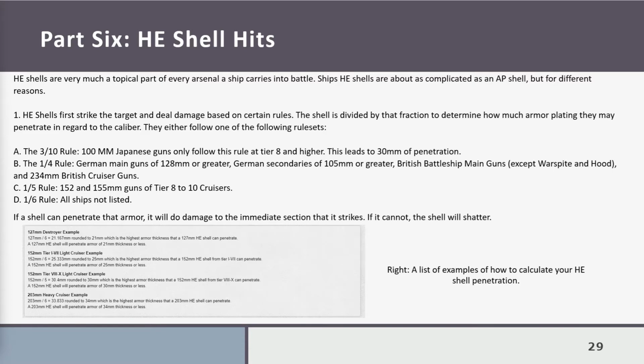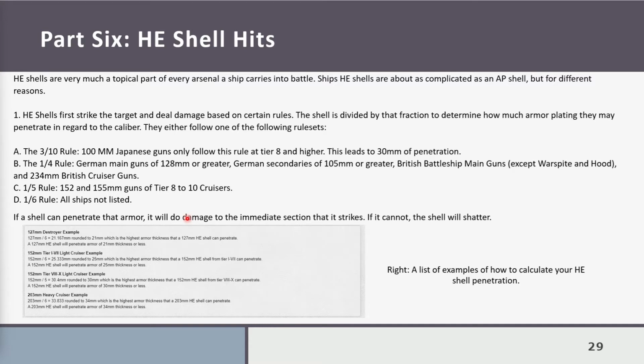So basically, you take a caliber, right? For example, the Japanese have a 100 millimeter caliber for some of their guns, and they get applied the 3/10 rule. So it's 30 millimeters of penetration for the HE shell. There's a couple ships that follow the quarter rule here. Some share the 1/5 rule, but most have the 1/6 rule. So, for example, in here, we take a 127 millimeter shell from a destroyer, and it gets rounded down to 21 millimeters once you divide it by 6. So, if a shell hits a 21 millimeter or lower plate, it'll fuse and it'll explode.